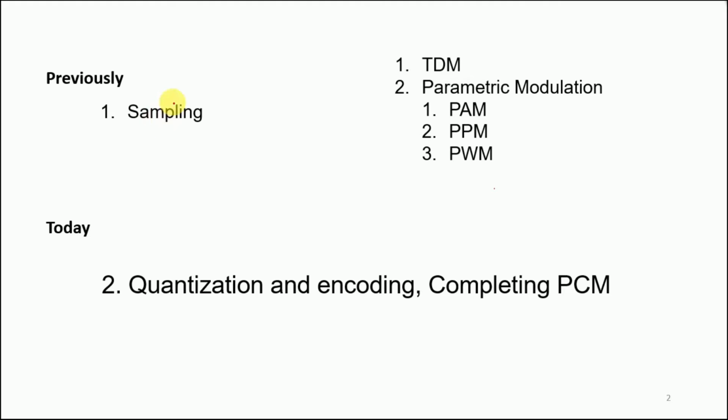In our previous session, we talked about sampling. So today what we're going to do is incorporate quantization and encoding. Together, sampling, quantization and encoding complete the set, which is something that we call pulse code modulation, or simply PCM.